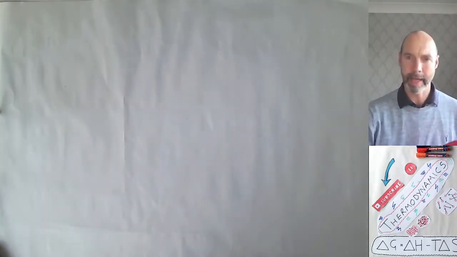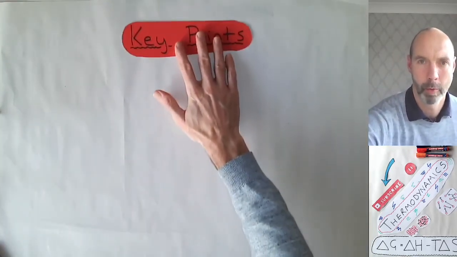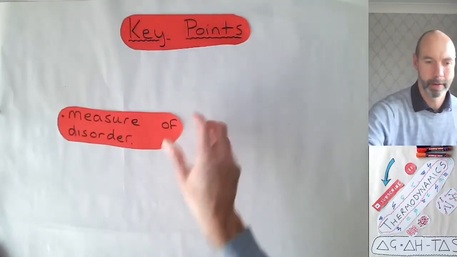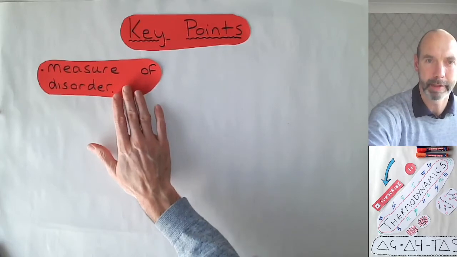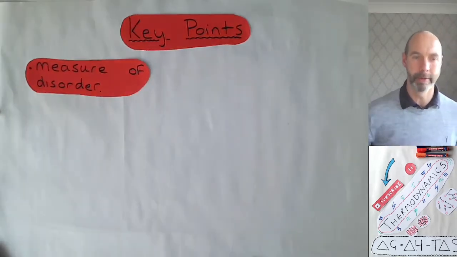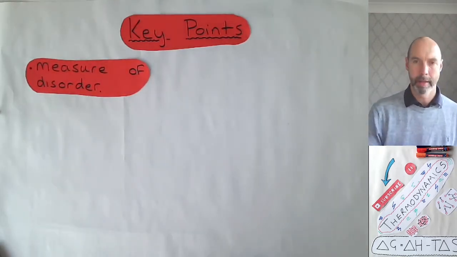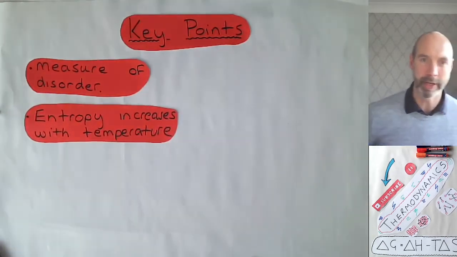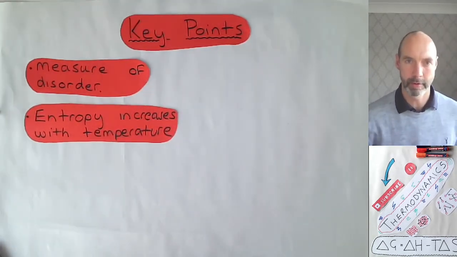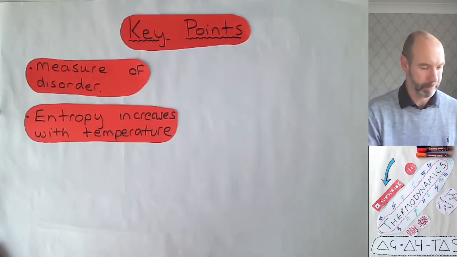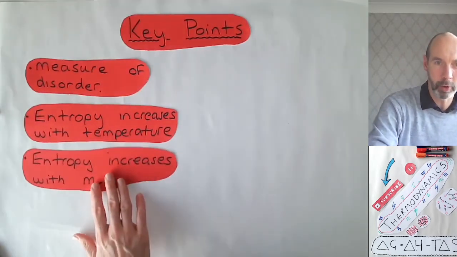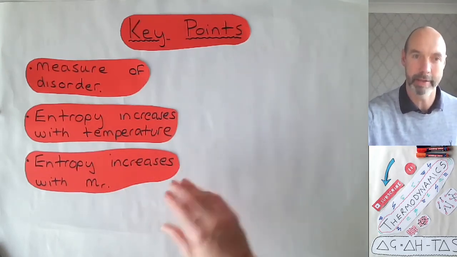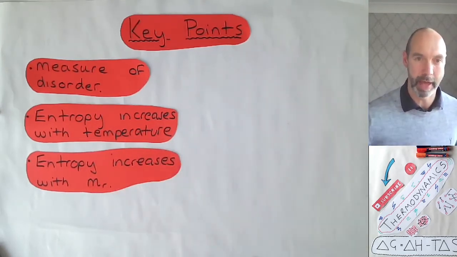Okay, let's have a summary then. What are the key points from this video? So the key points are that entropy is a measure of the disorder or randomness. The entropy, or the disorder, randomness, increases with temperature. We've used states to explain that. It also increases with Mr, provided the temperature is the same or the states are the same. So it increases with Mr.